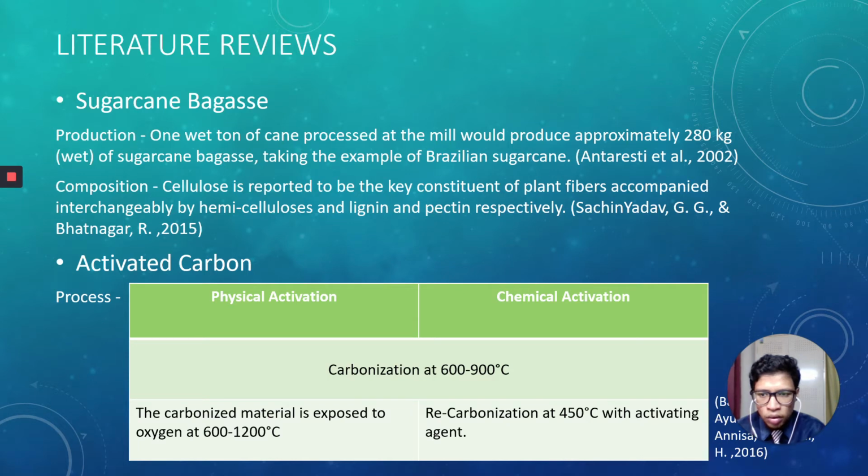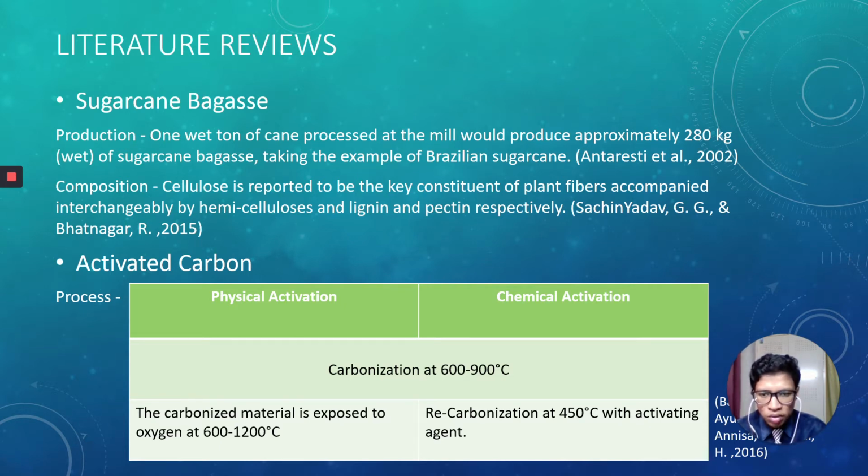Next, the literature review is about activated carbon, which consists of two processes, which are physical activation and chemical activation. As you can see, the first step is the same, which is carbonization at 600 up to 900 degrees. This means that we heat the material until it becomes carbon. For this one we use waste.